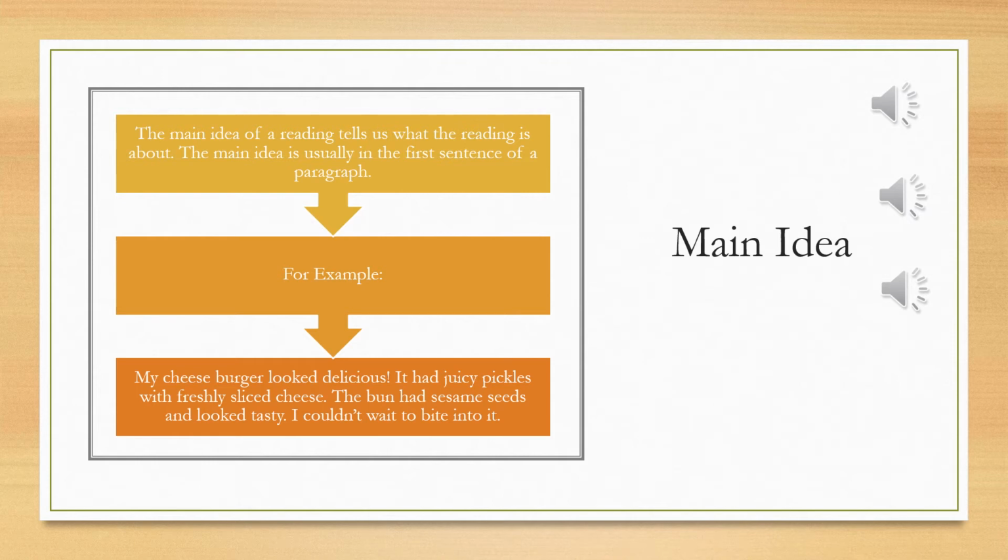It's about the cheeseburger. So cheeseburger would be a main idea, and whatever details they have given below, like it had juicy pickles with freshly sliced cheese, the bun had sesame seeds and looked tasty as well. So these all are the details about the cheeseburger. Okay, and the text is about a cheeseburger, so cheeseburger would be a main idea.